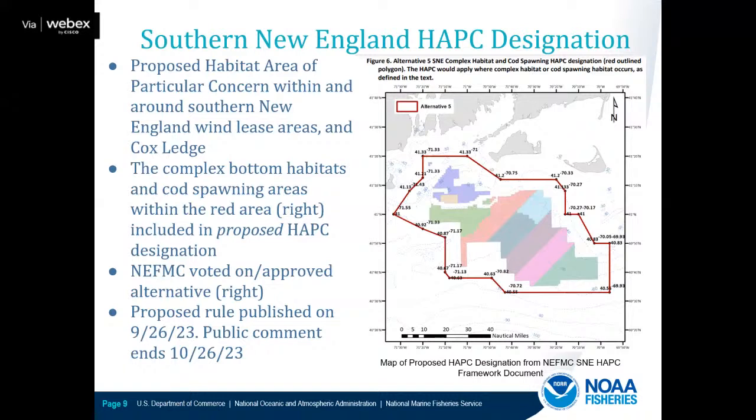The recent studies in this area are showing the importance of this area for Atlantic cod spawning, and there's a number of complex habitats associated with Cox Ledge in this area. And these types of habitats are more vulnerable to impacts from offshore wind development and other activities. The framework will adjust the following fisheries management plans: the Northeast multi-species, Atlantic sea scallop, monkfish, Northeast skate complex, and Atlantic herring FMPs. There are no changes to any proposed commercial or recreational management measures with this. And again, the comment period closes on October 26th.